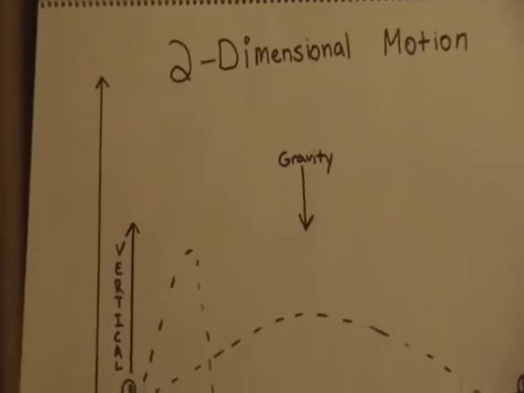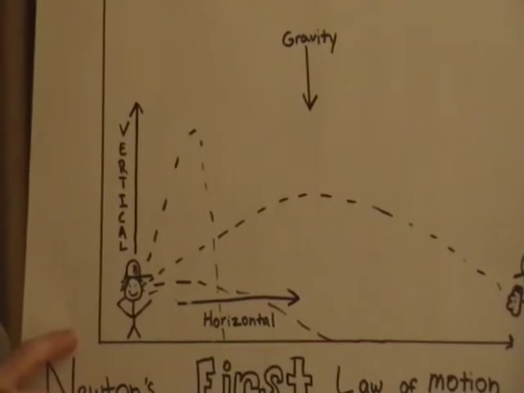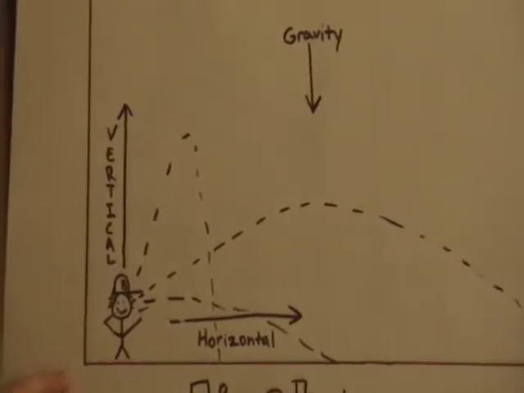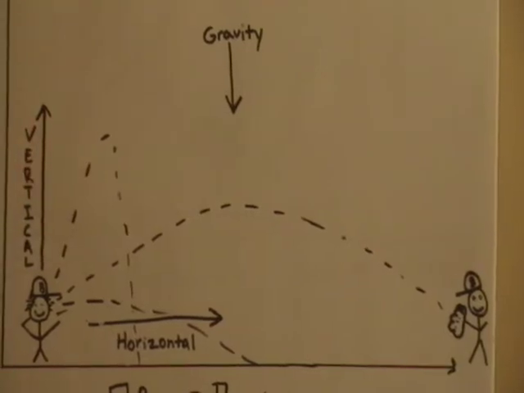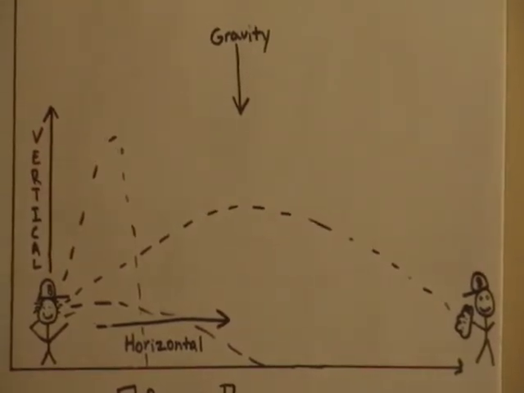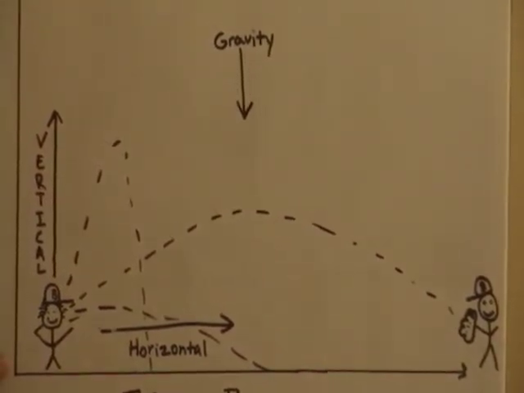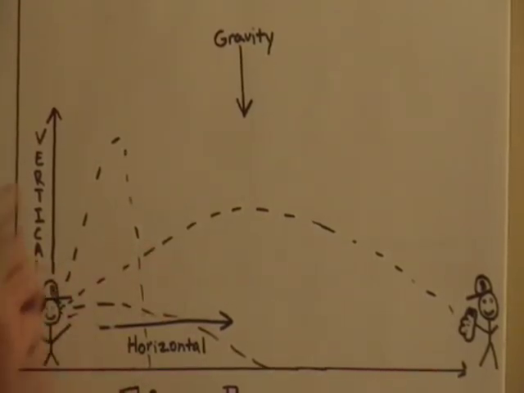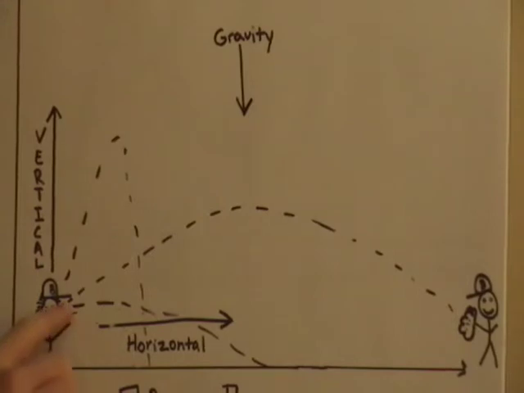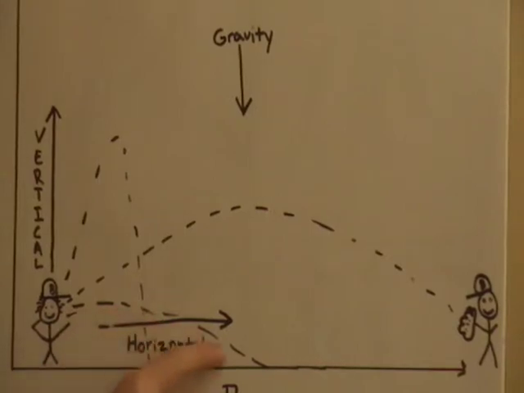In this diagram, we see that two-dimensional motion is broken down into horizontal velocity and vertical velocity. A proper throw must have a proper combination of both. Because gravity is always accelerating downwards, a horizontal throw with no vertical velocity will just immediately go straight down.